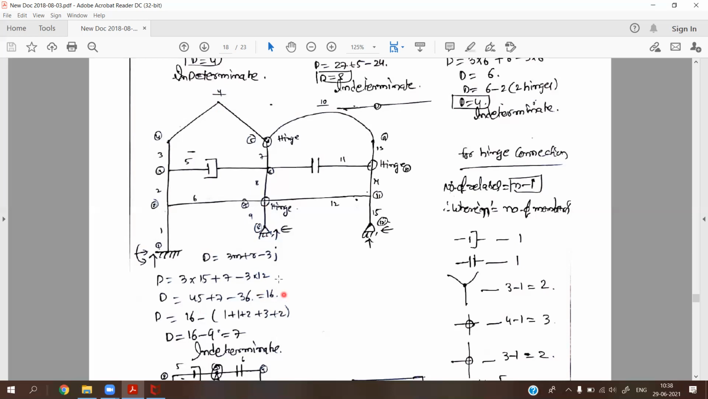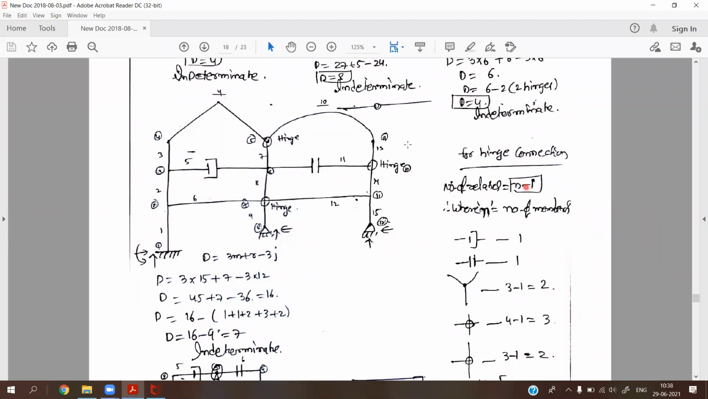Now we consider hinges. This is also a hinge, this is also a hinge, and here also one hinge. So totally we have 1, 2, 3, 4, 5 hinges. Next, what is the number of equations? The formula is n minus 1.